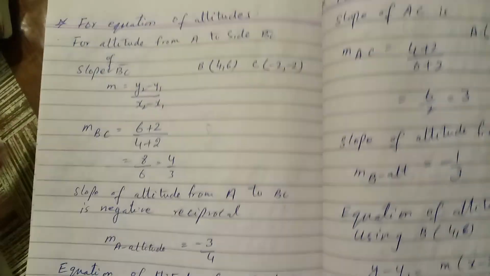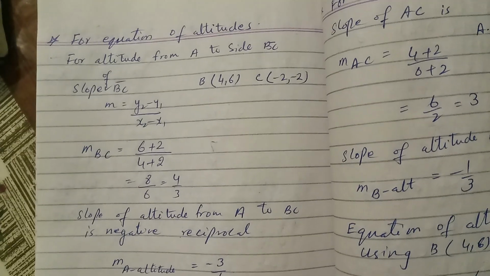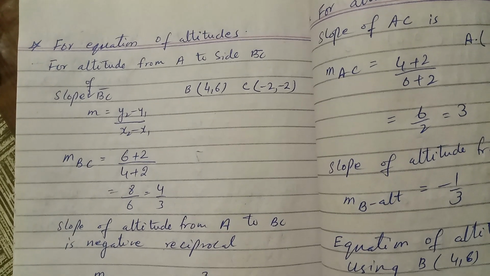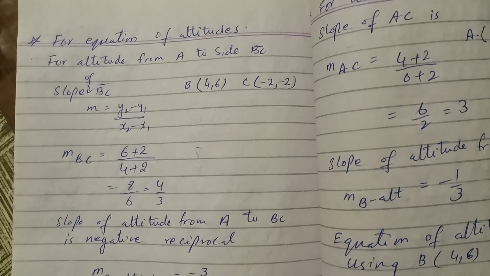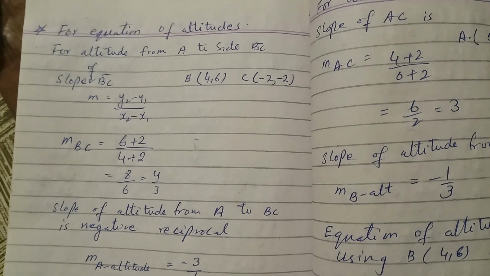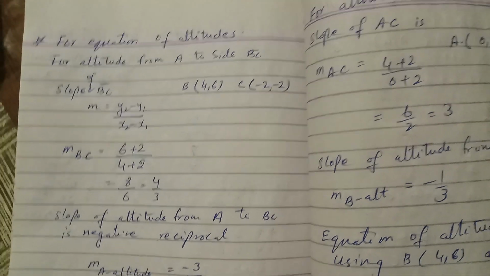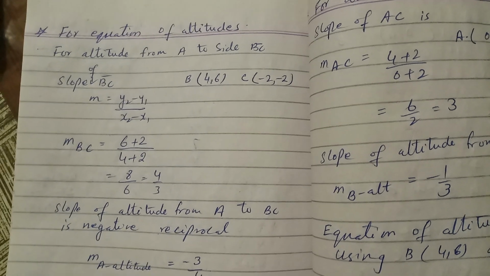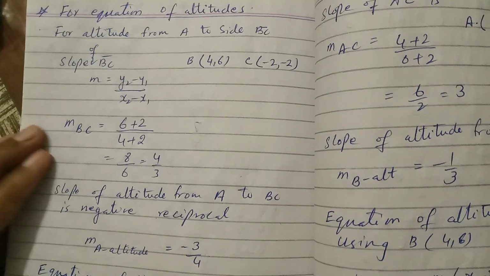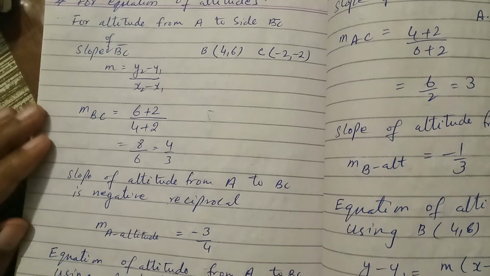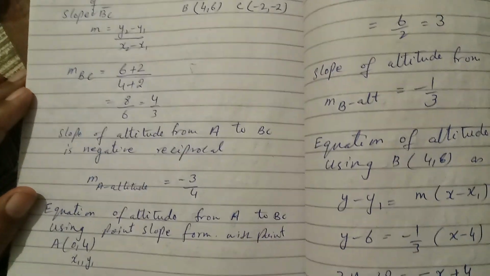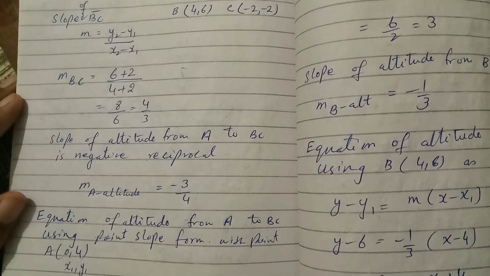Now next, part of the same question, the equation for the altitude. For the altitude, you have to take the negative reciprocal of the slopes. So first of all, we have to find the slope of BC. Coordinates of B and C are given. So the slope of BC is 4 by 3. Slope of the altitude will be the negative reciprocal, so it will become minus 4 over 3.